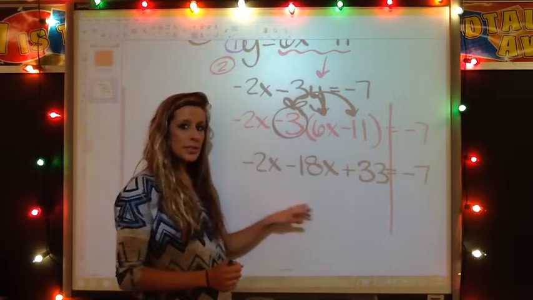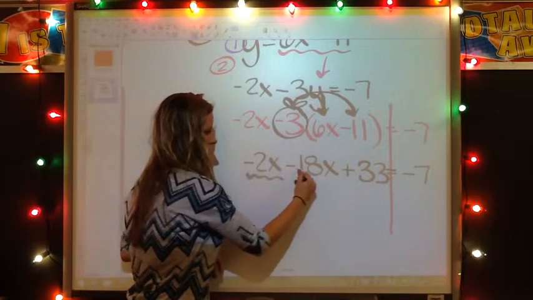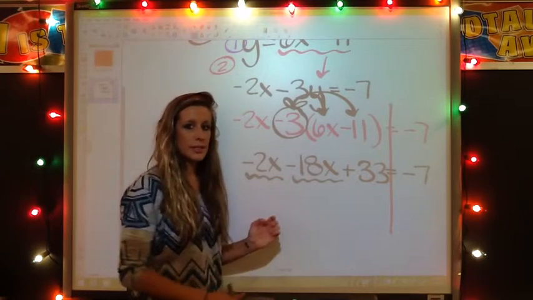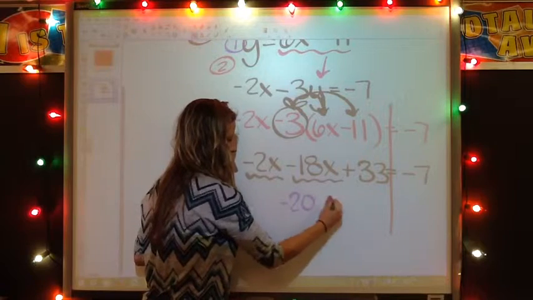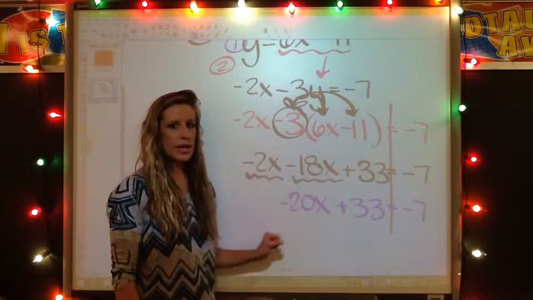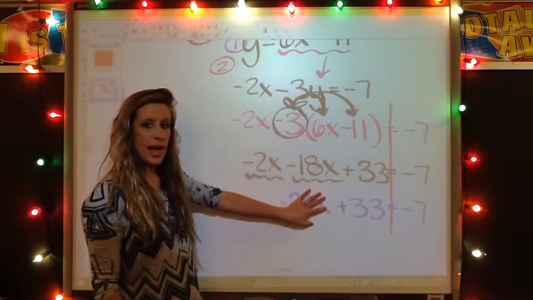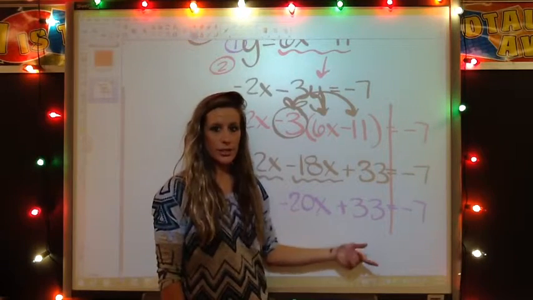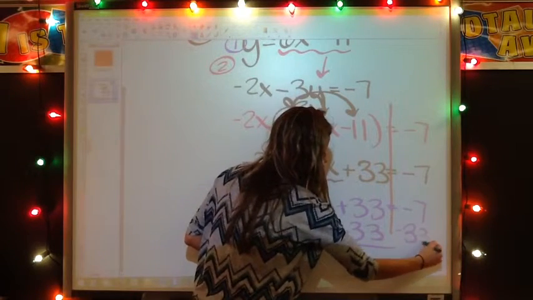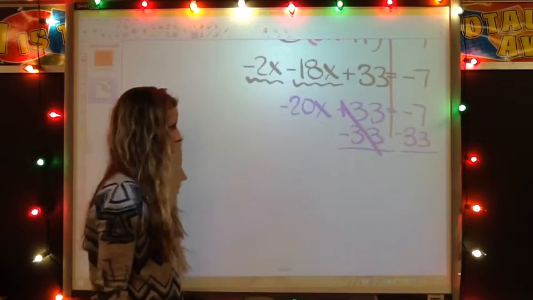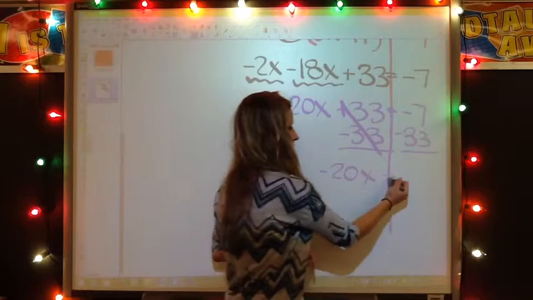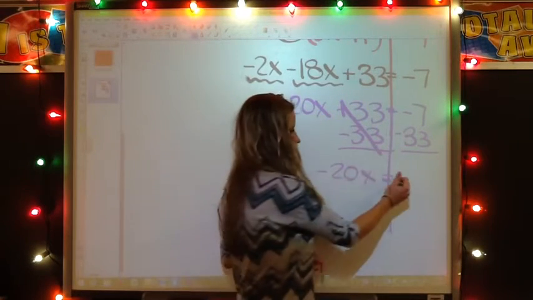Okay, now we can combine like terms. So combine your x's. So we have negative 2x minus 18x, which is negative 20x, plus 33 equals negative 7. Okay, if we're solving for x, we're going to save the x for last. Okay, so it's the opposite of adding 33. And it would be subtracting 33. Okay, so we have negative 20x, because those 33's cancel, equals negative 7 minus 33 is negative 40.